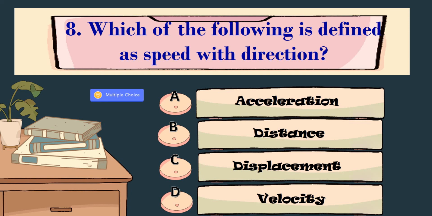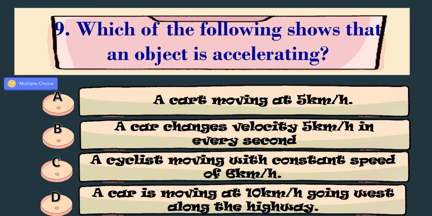Very good. That is velocity. Letter D. Number 9. Which of the following shows that an object is accelerating? A. A cart moving at 5 km per hour. B. A car changes velocity 5 km per hour in every second.